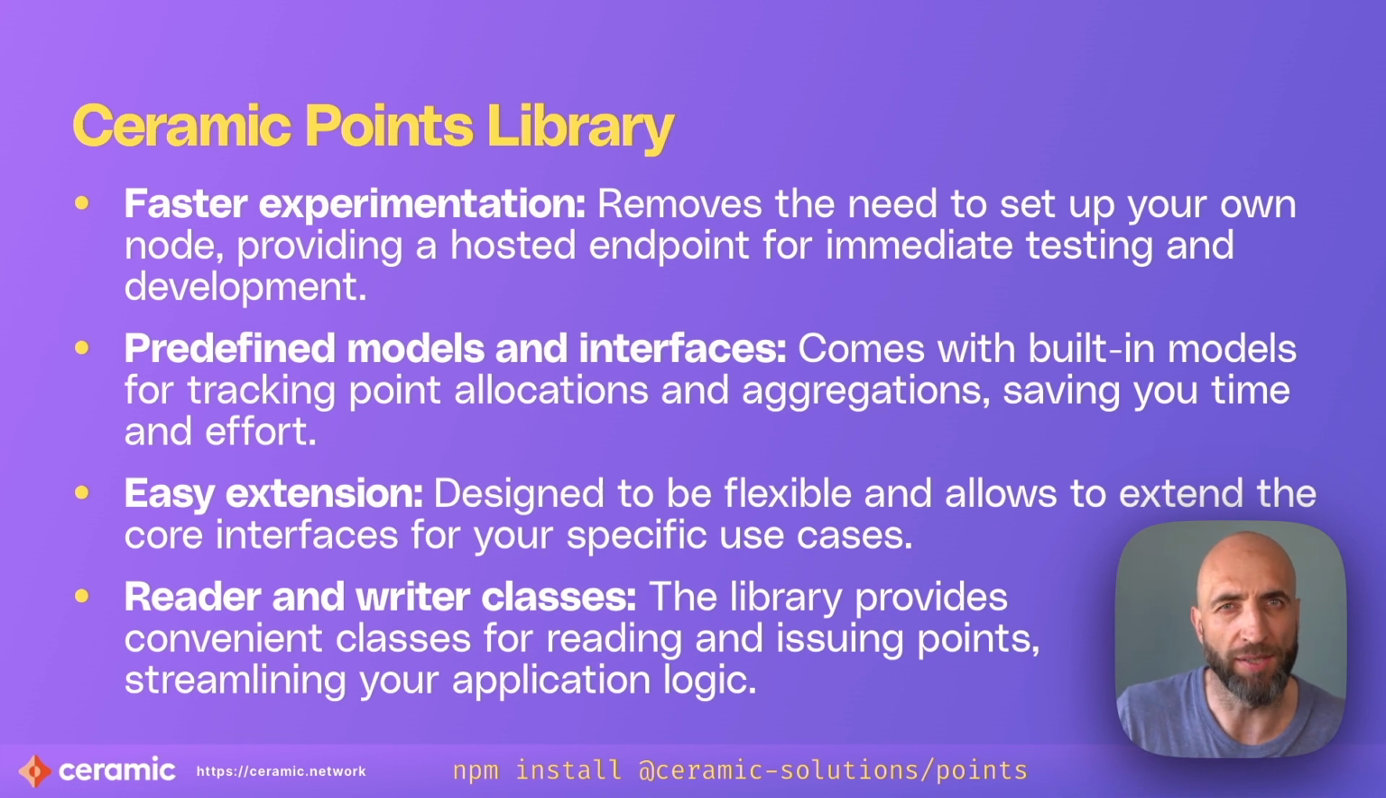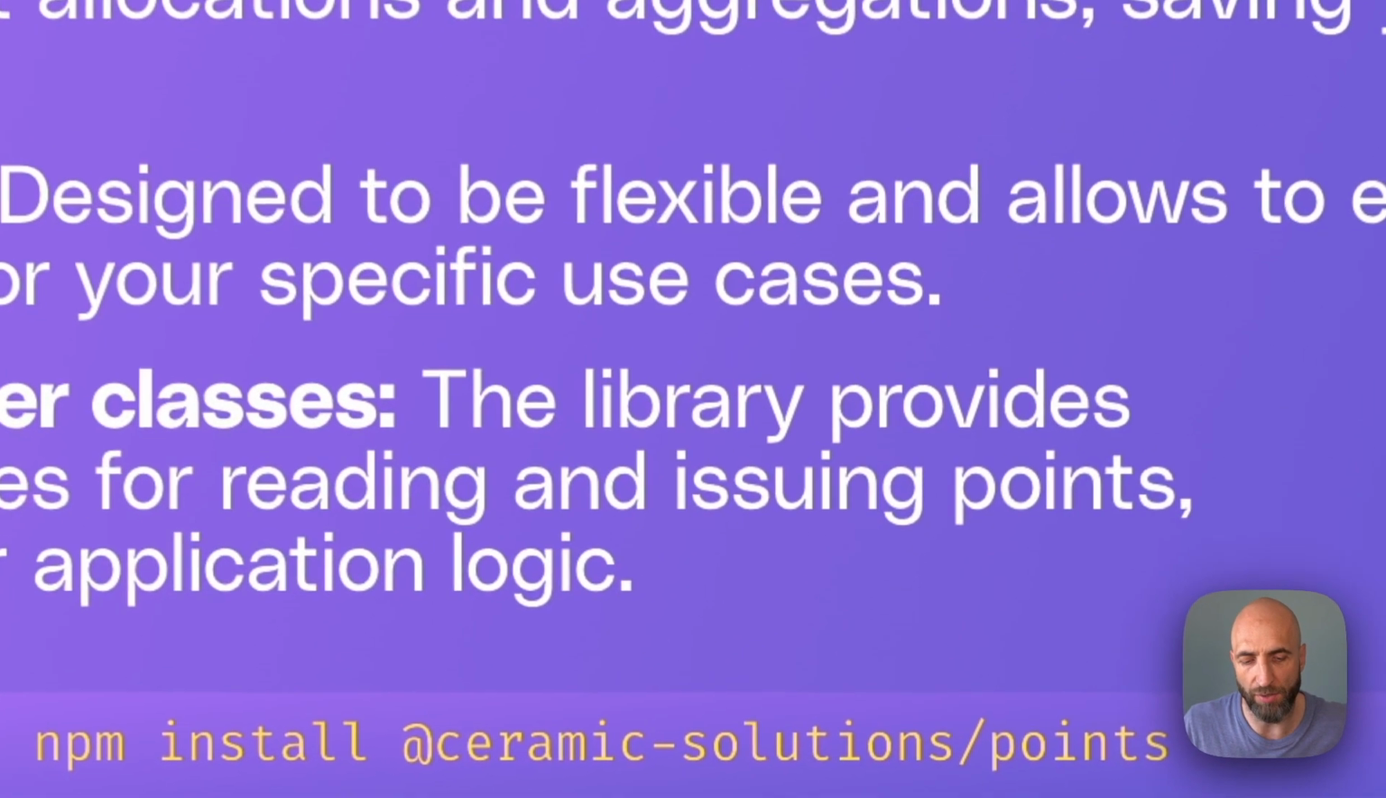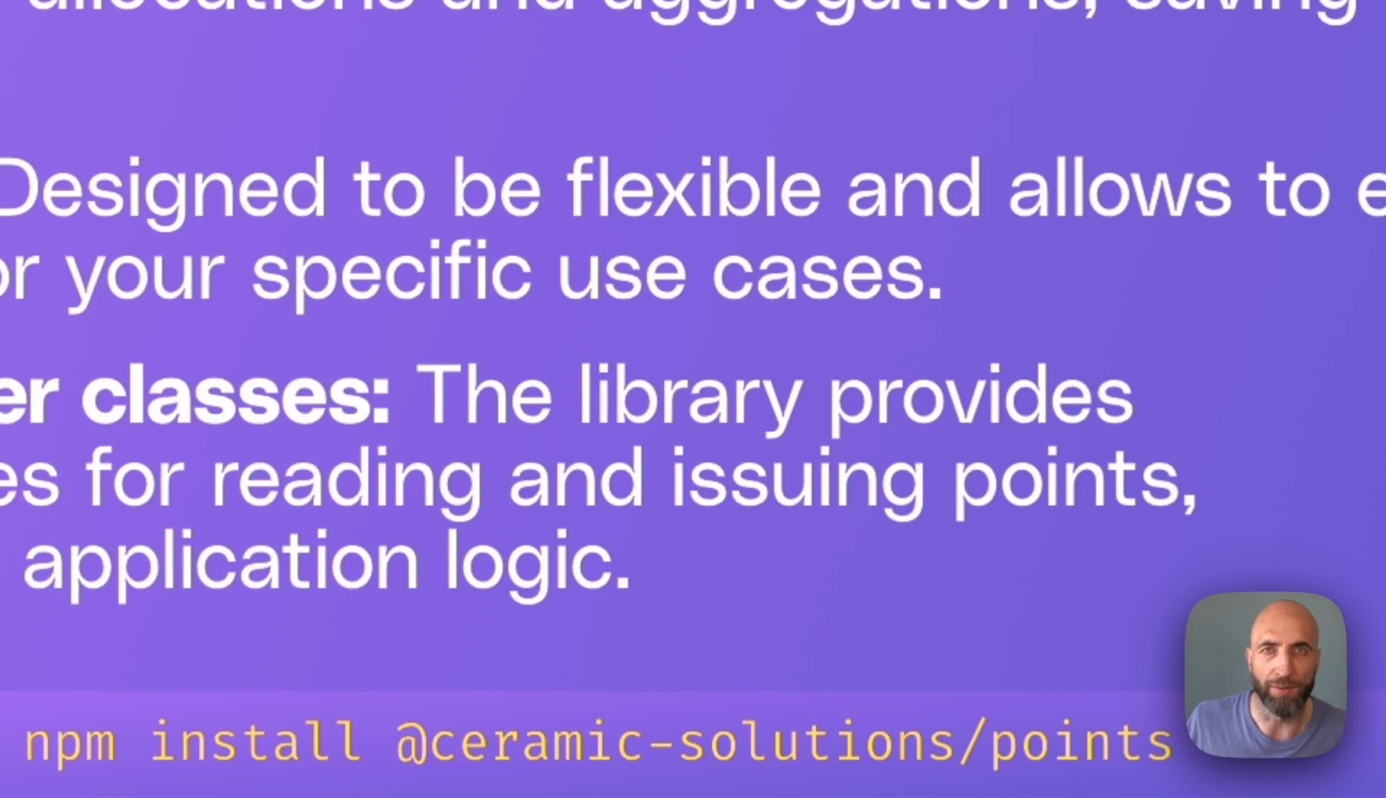Second, to make things even faster, the library comes with built-in models for tracking points allocation and aggregations. So you already start with a good enough default and you can extend it further depending on the needs of your app. And if you need something more custom, the library is designed to be flexible and allows you to extend the core interfaces for your specific use cases. To quickly get started, you can either clone a GitHub repository, link is in the description, or just run npm install Ceramic Solution Points and be on your way.